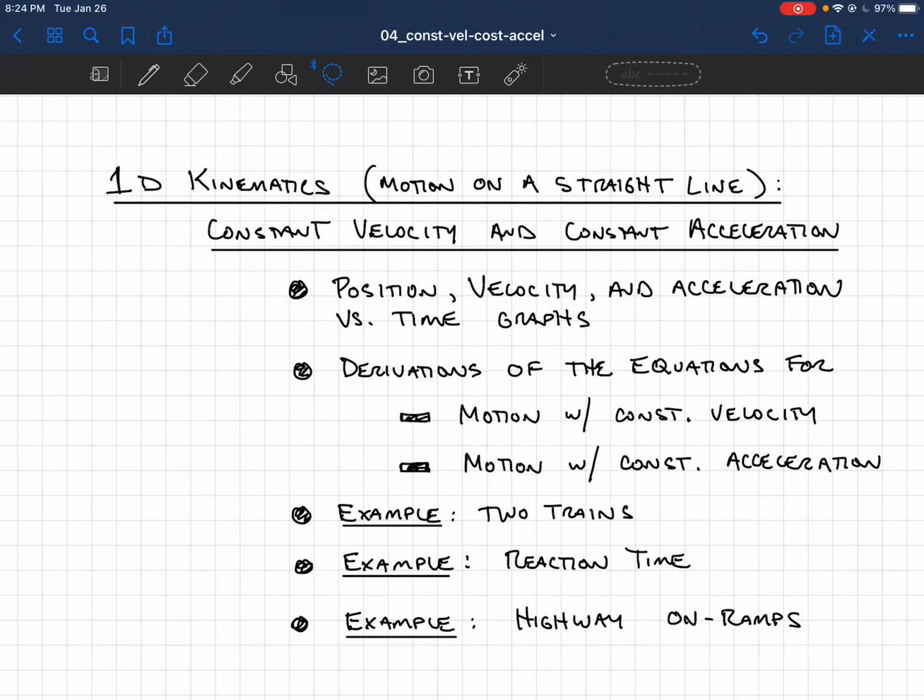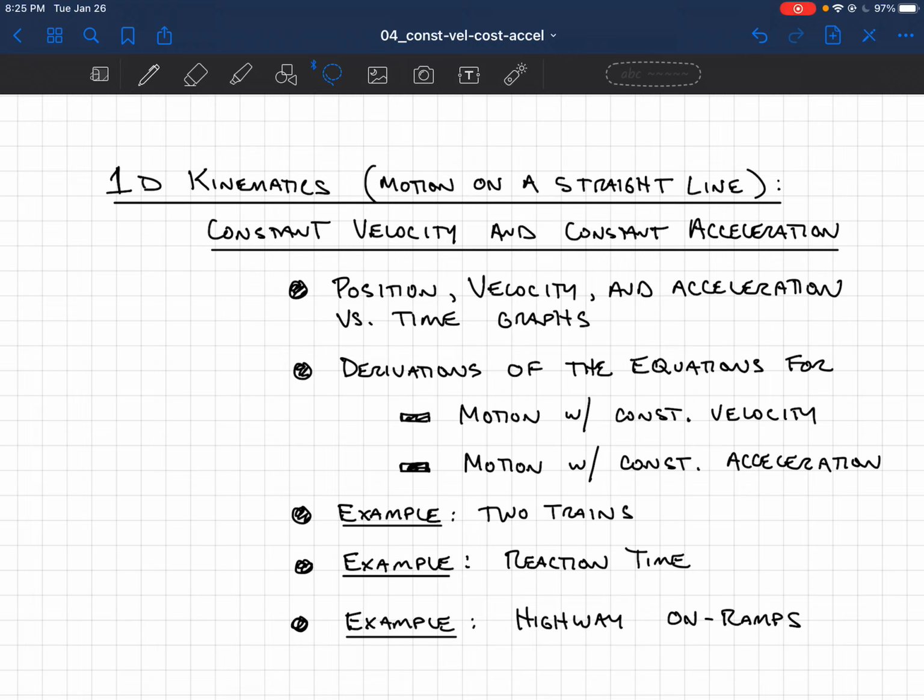Here we consider one-dimensional kinematics, in particular the special case of constant velocity motion and constant acceleration motion. We've already talked about what position, velocity, and acceleration mean. Those are the kinematic quantities. And we've also talked about how they're related in one dimension in their position versus time graphs, velocity versus time graphs, and acceleration versus time graphs.